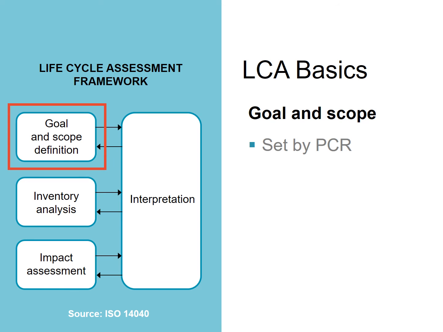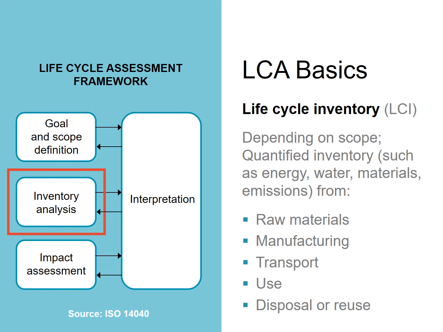After the goal and scope is set, we conduct the life cycle inventory, or LCI. Depending on what is involved in the scope of the LCA, we'll need to collect quantifiable data, such as, say, kilograms of limestone or gallons of water. And we will do this for all of the life stages in the analysis. Those stages may include raw materials, manufacturing, transport, use, and disposal.